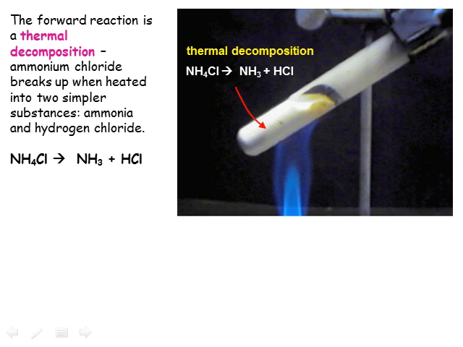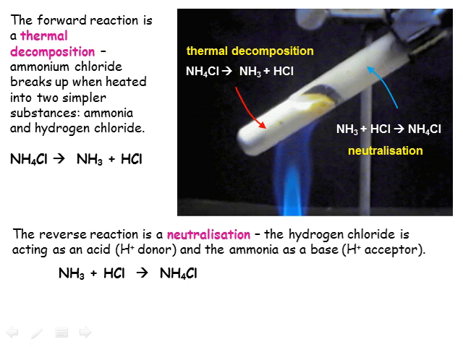If we look at this reaction in practice, we can take some white ammonium chloride crystals in a test tube and heat them. This causes the forward reaction to take place, and the solid ammonium chloride thermally decomposes to form ammonia gas and hydrogen chloride gas, which are both colourless. These gases travel up the test tube, and when they reach a cooler part of the test tube, the ammonia and hydrogen chloride react together and form white ammonium chloride again, which is deposited on the walls of the test tube. This reverse reaction is a neutralisation.